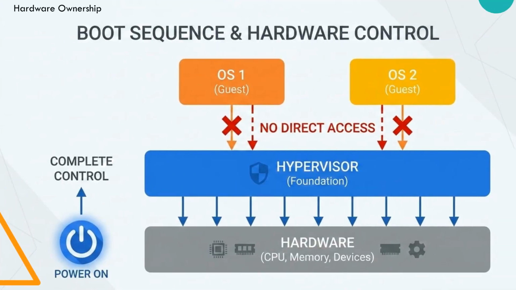When the system powers on, the hypervisor is the first major software to start. It immediately takes control of the entire hardware, including CPU cores, memory, and devices. From that moment, no operating system gets direct access to hardware. Instead, everything is controlled and distributed by the hypervisor. This is the foundation of the architecture.